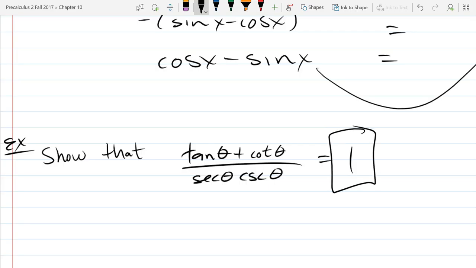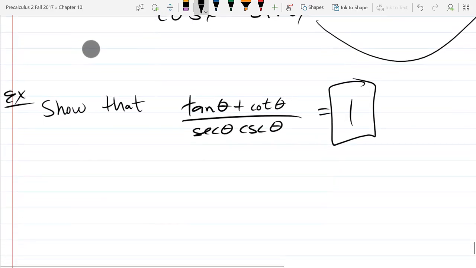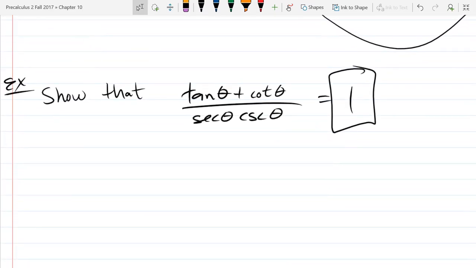All right, so we're not going to touch the right side. We're going to only perform algebra on the left side. So you have the strategies in front of you. We're starting on the complicated side. So what is one of the strategies that would be a reasonable one to use now? Right in terms of sine and cosine.